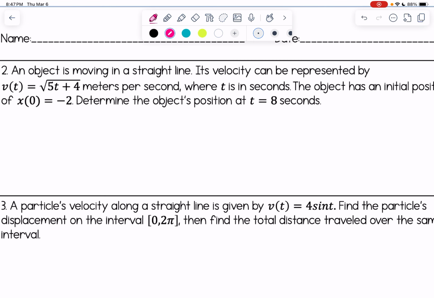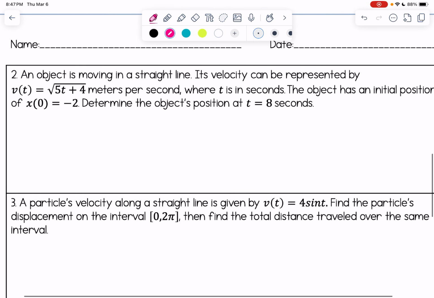Number 2, an object is moving in a straight line. Its velocity can be represented by v of t equals the square root of 5t plus 4 meters per second, where t is in seconds. The object has an initial position of x of 0 is equal to negative 2, and we're going to figure out what the object's position is at t equals 8 seconds.